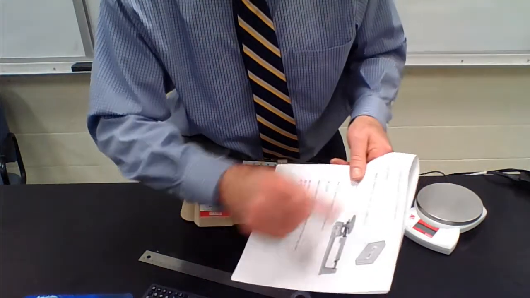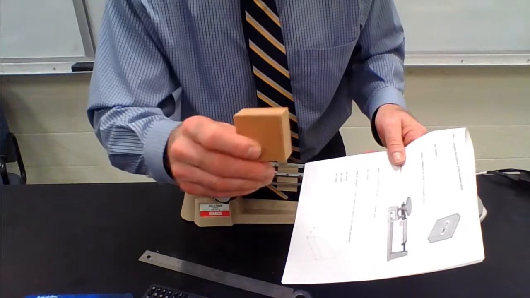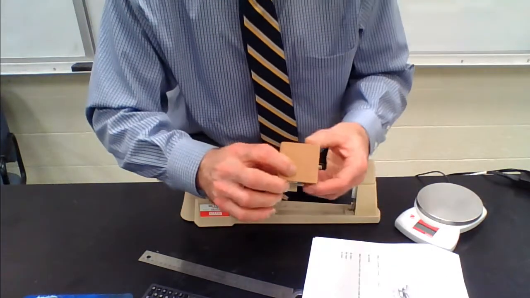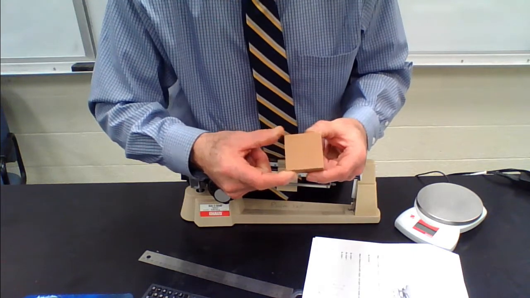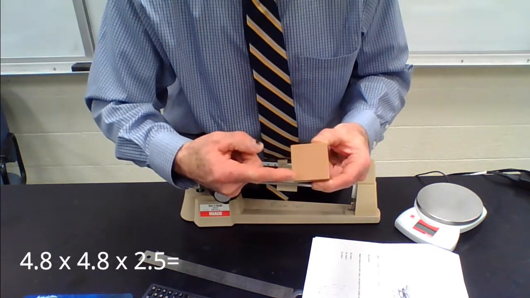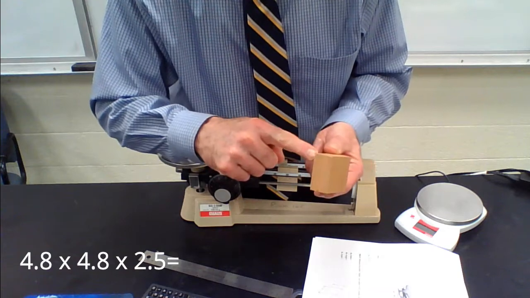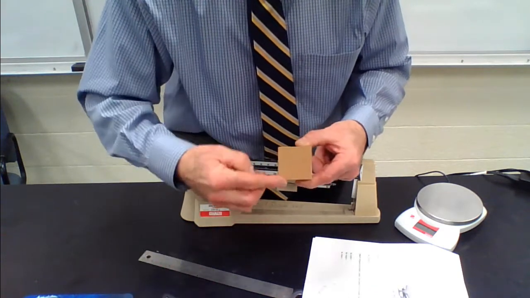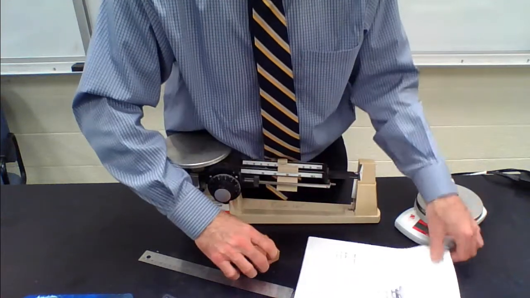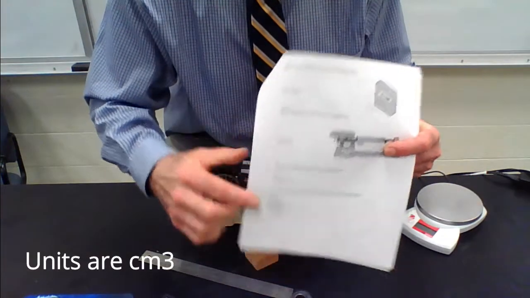Step 3 asks you to find the volume of the smallest block. The volume is the three-dimensional space that it takes up. I can multiply the width times the height times the depth. Again, with your calculator, width times height times depth to do number 3 to get you the volume.